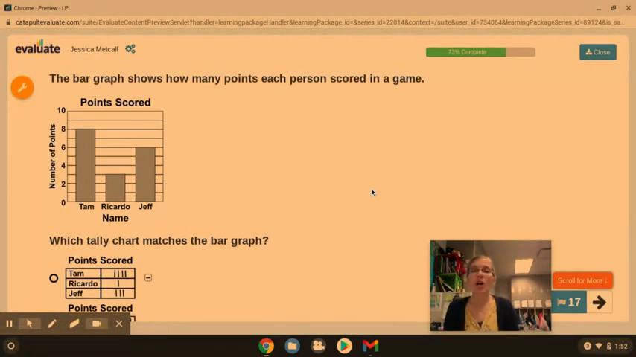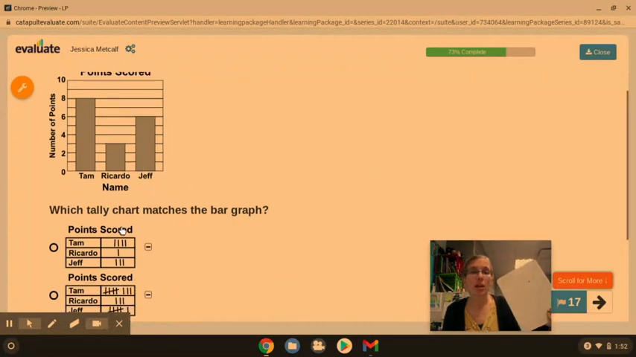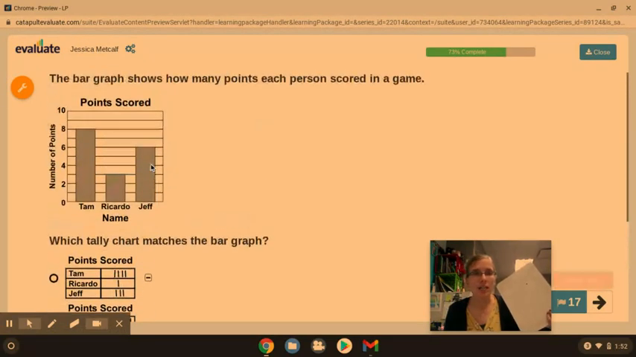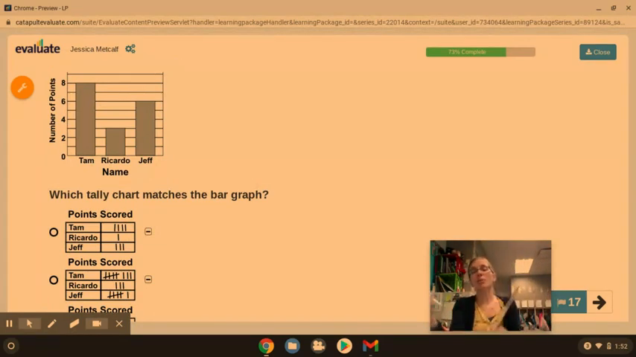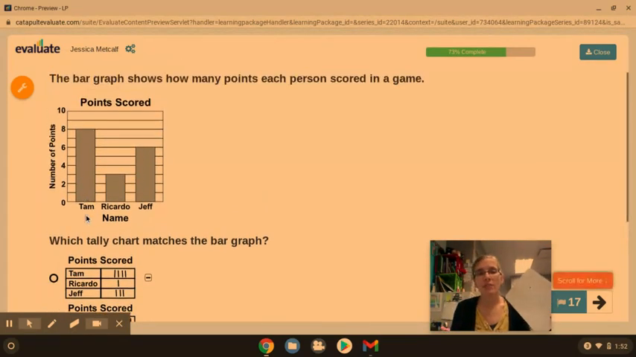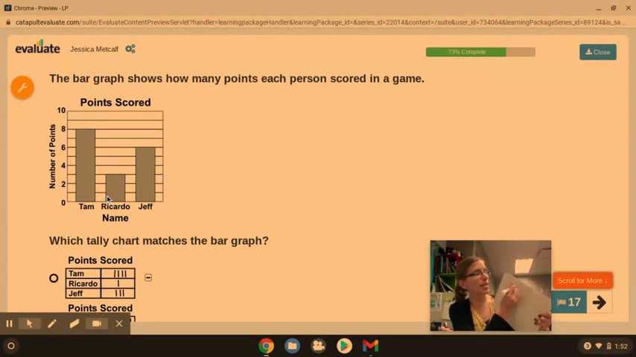All right, this one we are going to go ahead and write down because it is kind of scrolly. So we're going to just do it on our board so that we can keep the data together. And I'm going to abbreviate their names on our graph. So T is going to stand for Tam, and Tam scored 8 points. See how his graph is at the 8 line? So I'm going to write 8 next to Tam.